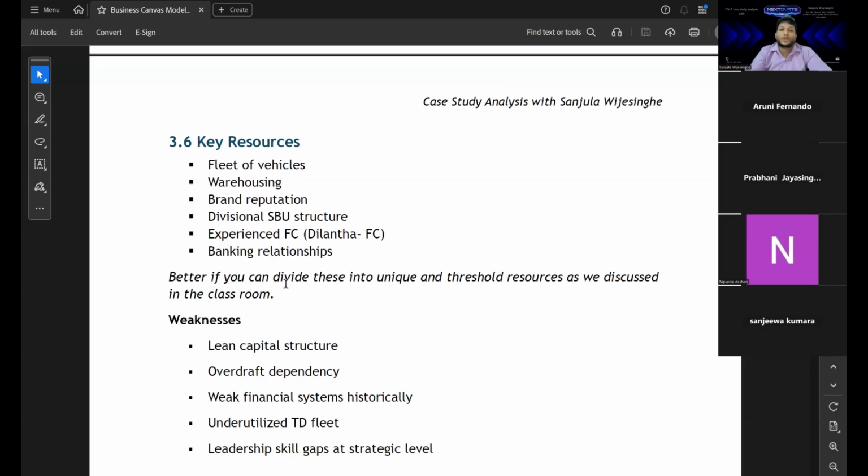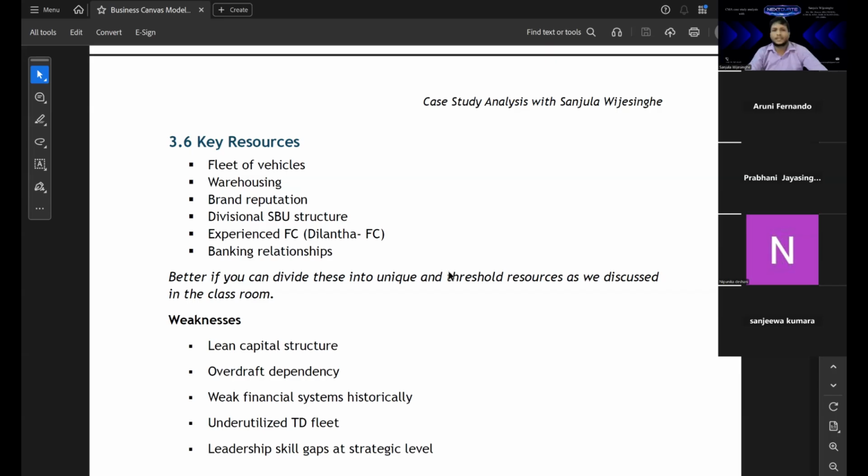But what are the unique resources? That is the place where you are going to gain competitive advantage. Those are very unique, right? You must have those unique resources. You can just divide it into this, but when it comes to the business model, key resources identification is more than enough. But to show your ability to the examiner, please divide it into threshold resources and unique resources.